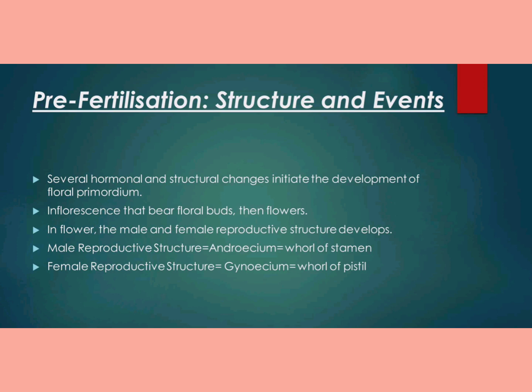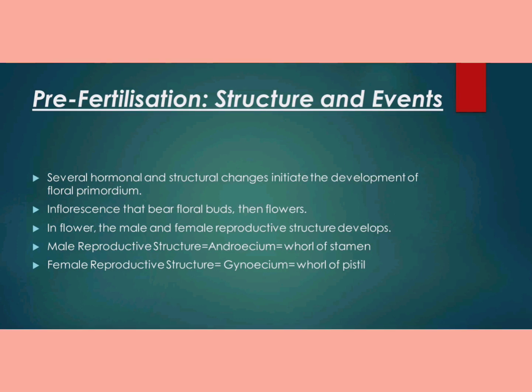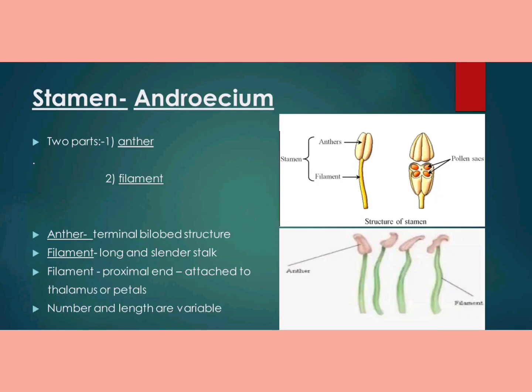Several hormonal and structural changes are initiated that lead to the differentiation and the development of the floral primordium. Inflorescences are formed with the floral buds, which then flower. In a flower, male and female reproductive structures develop. Male reproductive structure represents androecium, which is a whorl of stamen, while female reproductive structure represents gynoecium, which is a whorl of pistil. It's time to study stamen, that is androecium.